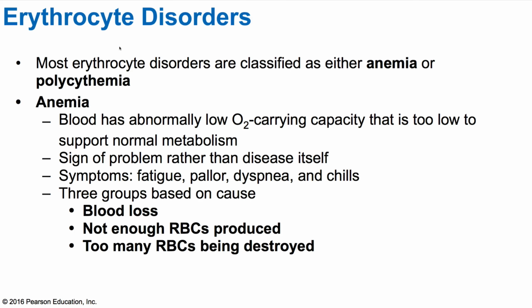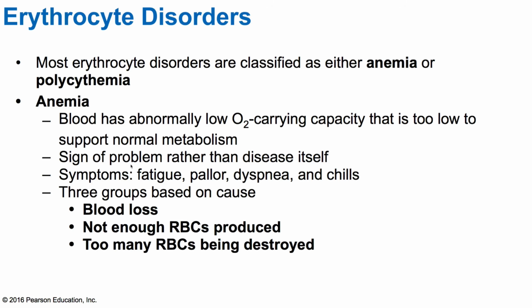Now let's take a look at some of the red blood cell disorders. Most erythrocyte disorders are classified as either some type of an anemia or a polycythemia. In anemia, blood has an abnormally low oxygen carrying capacity. It's so low that it's not able to support normal metabolism. And this is a sign of the problem, it's not the disease itself. In other words, there's an underlying cause that contributes to this issue.